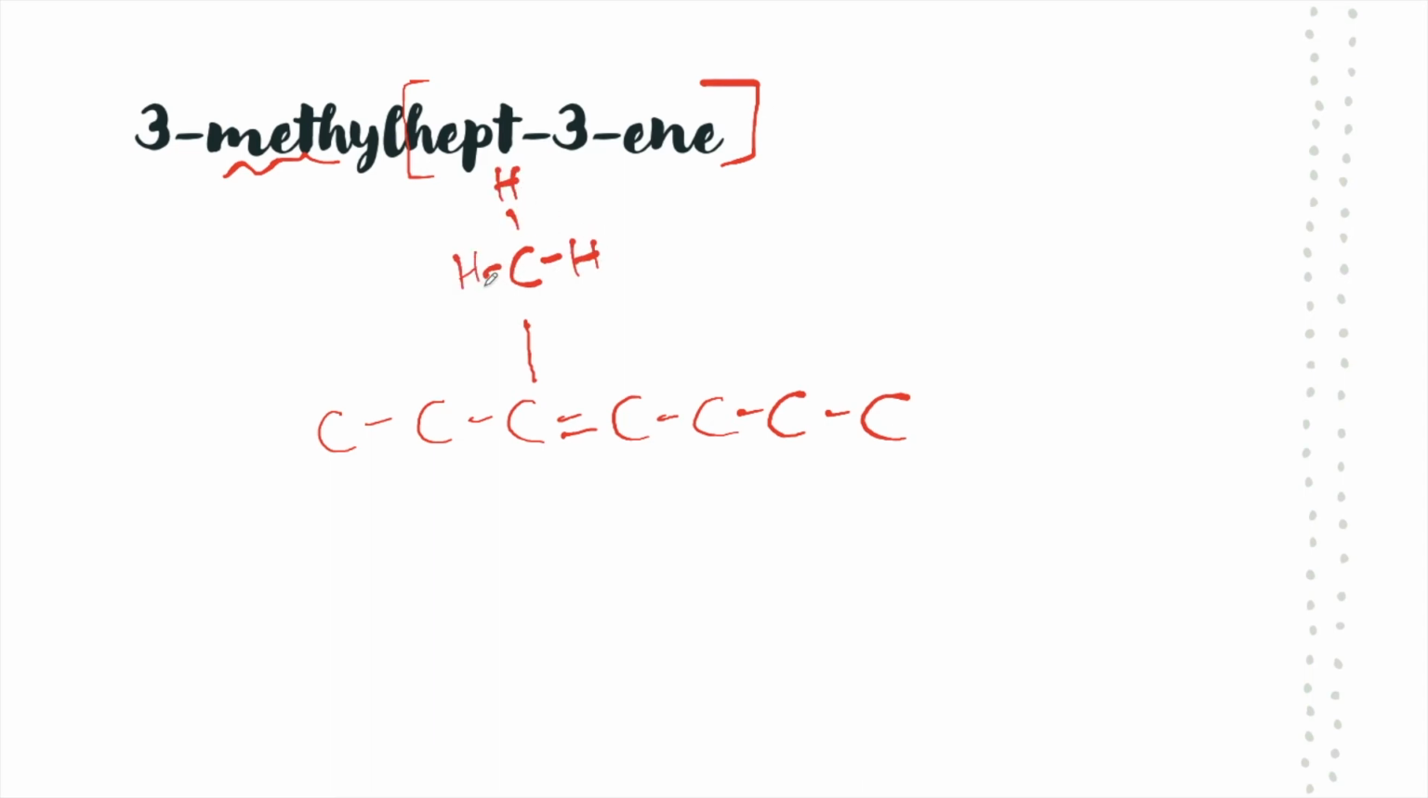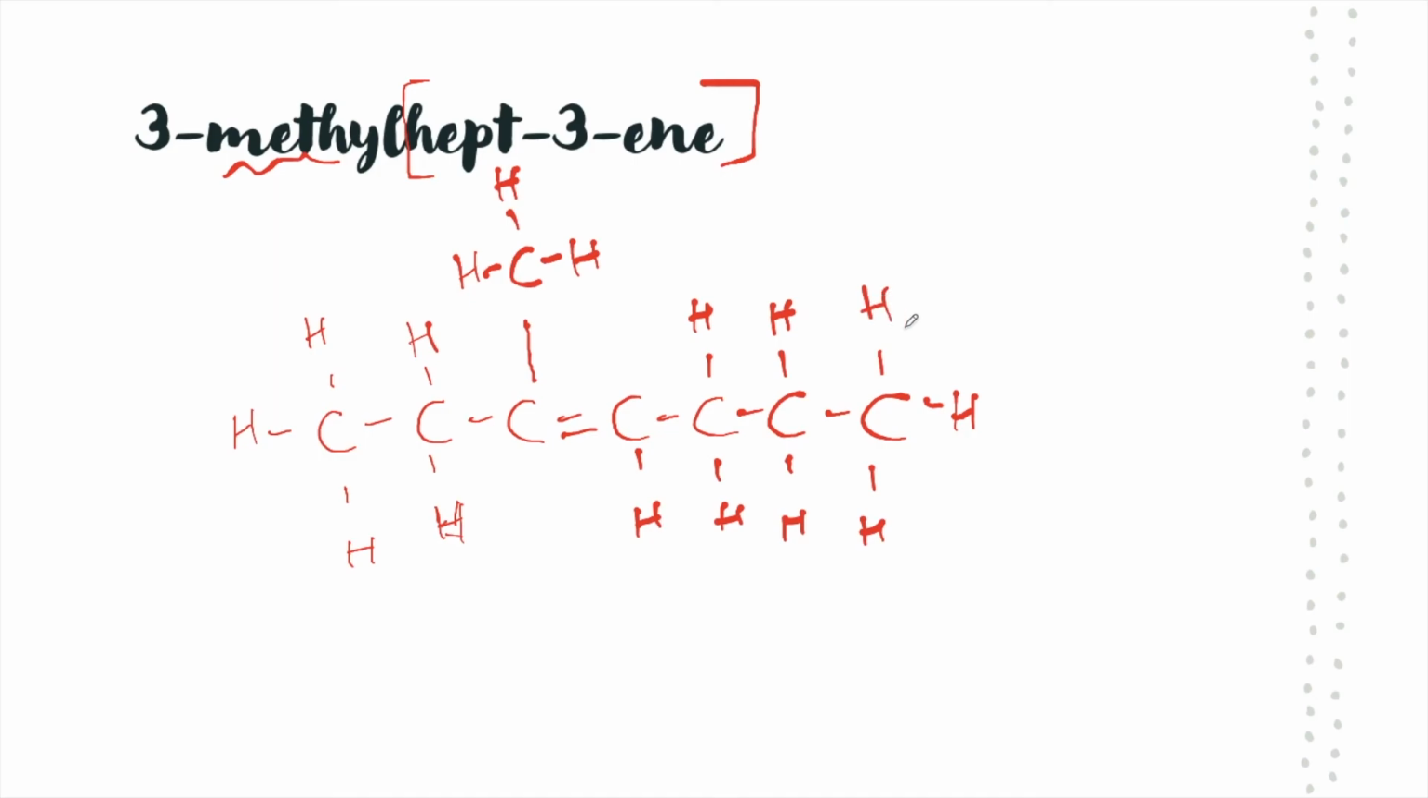So we draw it in on carbon 3. And the last thing we have to do is add in our hydrogens to make sure that each carbon has formed 4 bonds. And that is 3-methylhept-3-ene.